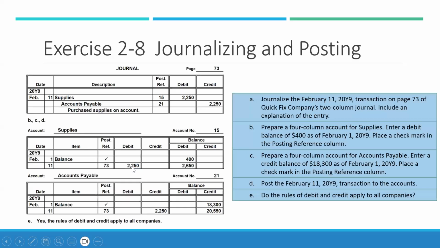Does that make sense? This is page 73. We show in this account, page 73, to post our $2,250. The accounts payable of $2,250, we show February 11th. The page is 73, we credit $2,250. In the real world, the software does this today, thank God. But you need to understand how it works, okay?